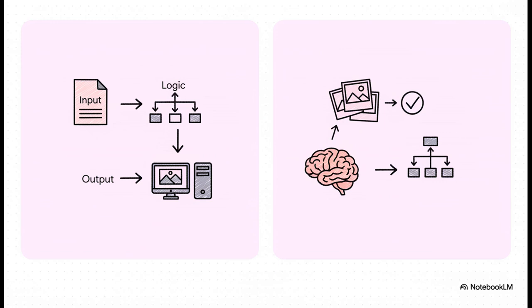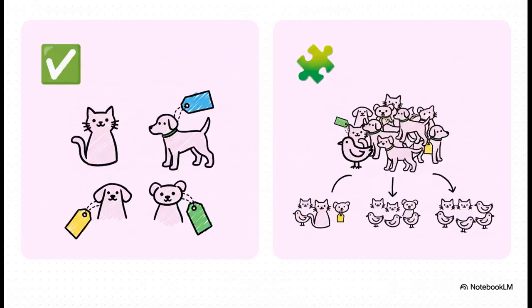With machine learning, the whole thing gets flipped on its head. We give the computer a bunch of examples, the input and the output we want, and it figures out the rules all by itself. So instead of us trying to write a million rules to detect spam, we just show it a ton of emails and say this is spam, this isn't, and it learns what spam looks like on its own.